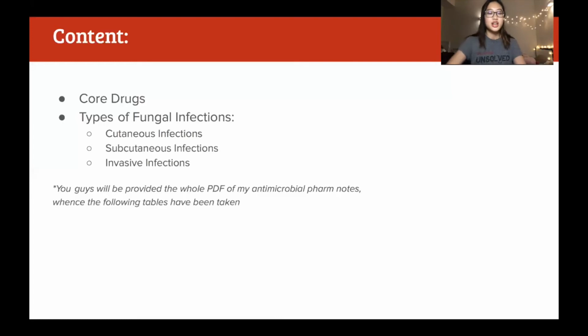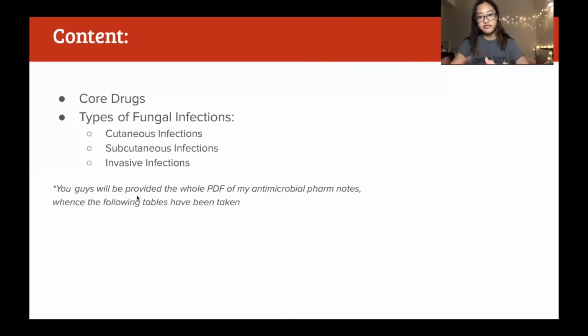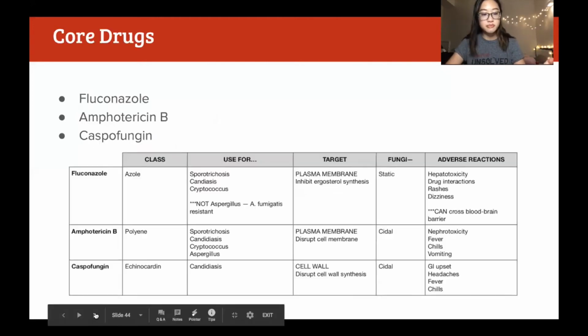So there are 3 core drugs that you need to know. You also have 3 types of fungal infections: cutaneous, subcutaneous, and invasive. As you can already imagine, these increase in the severity of the infection.